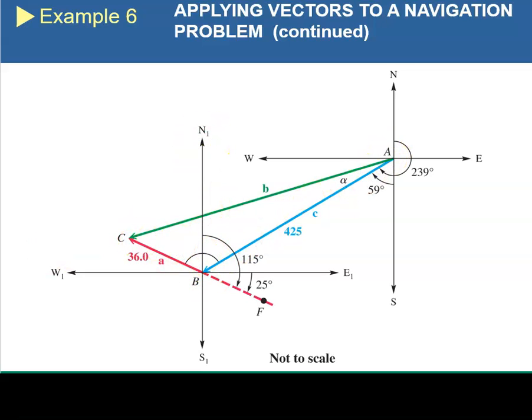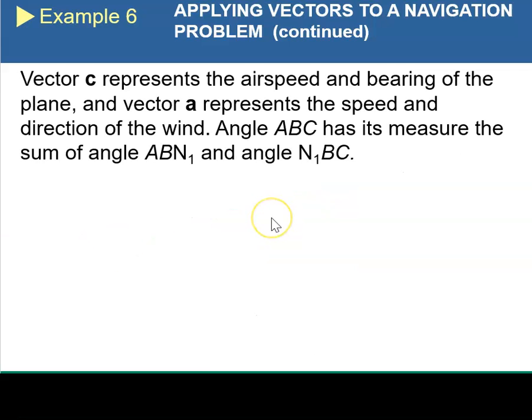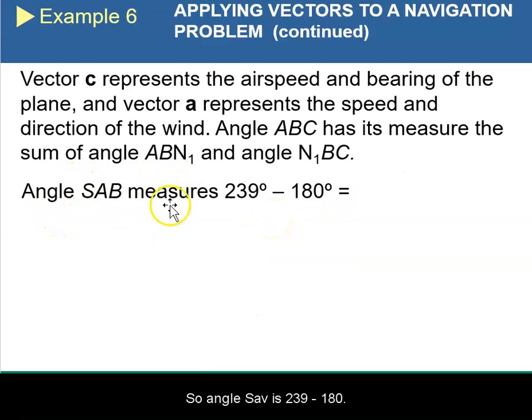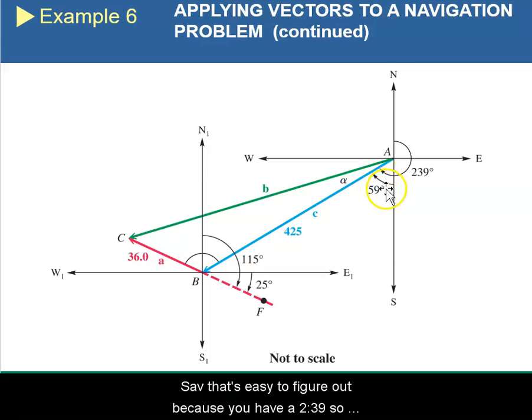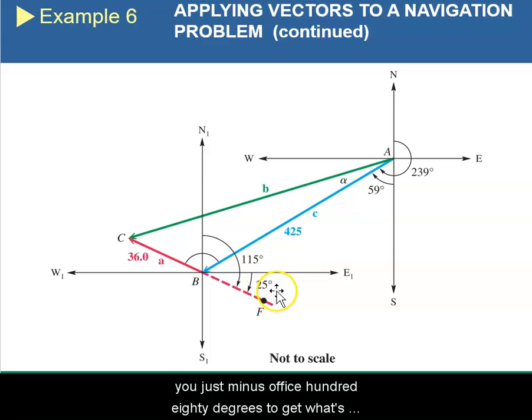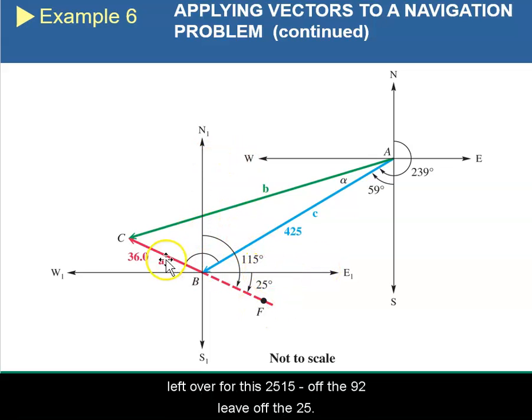So angle SAB is 239 minus 180. We'll keep going back and forth. Apologies. SAB is easy to figure out because you have 239, and so you just minus off this 180 degrees to get what's left over, which is that 59. They'll do the same thing here for this 25. It'll be this 115 minus off the 90 to leave off the 25.